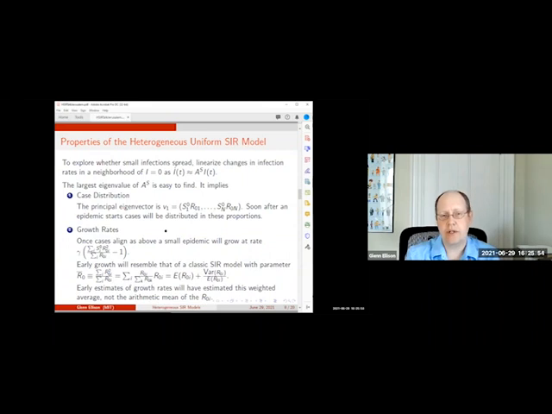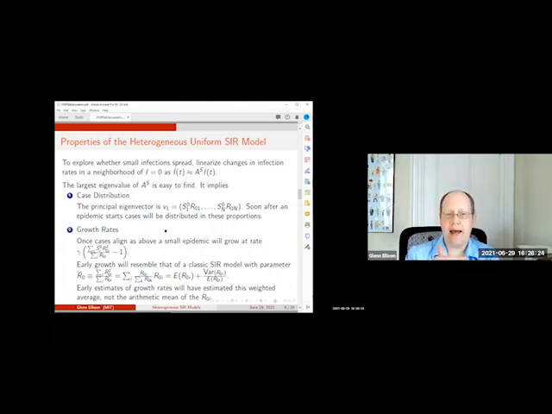So the case distribution, what is the largest eigenvector? Well, if you start with a very small infection, it's going to grow in proportion to activity levels. So the people in the highly active group are going to get more cases. People in the less active group are going to get fewer cases for that reason. And so the principal eigenvector is just the initial susceptibility times the activity levels, and that's the direction in which the epidemic grows. It grows in proportion to activity levels.